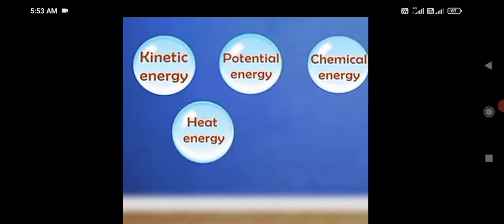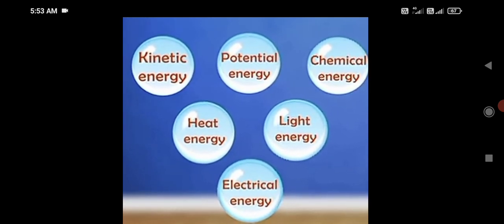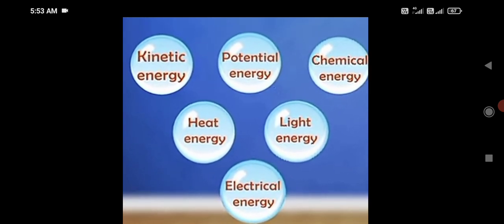First, you have to observe. The very important energies are kinetic energy, potential energy, chemical energy, heat energy, next light energy, electric energy, like that. Kinetic energy means the movement of the object contains kinetic energy. Potential energy means the object at rest. Chemical energy means crackers. Heat energy means utensils. Light energy means solar cell. Electric energy means electric light, like that. Here we are going to discuss in detail only kinetic and potential energy.